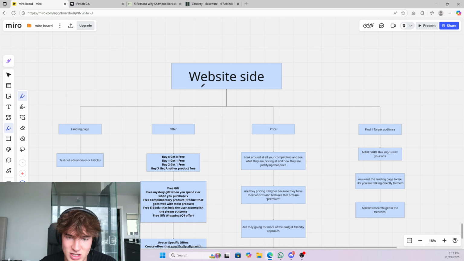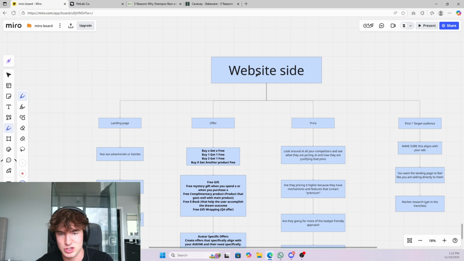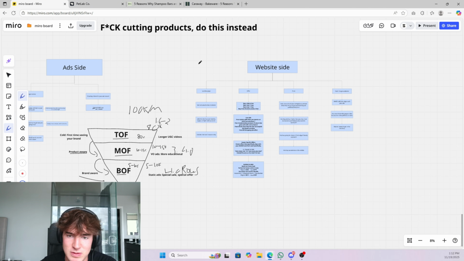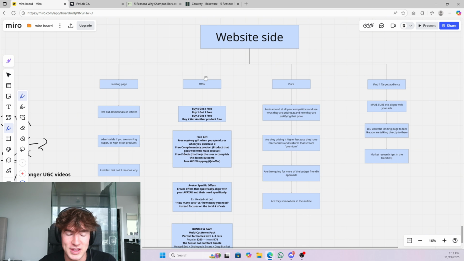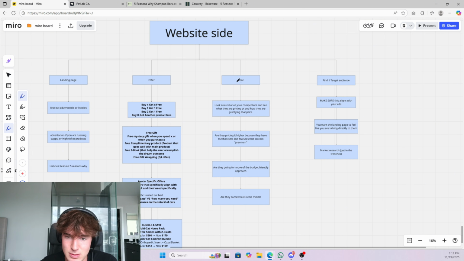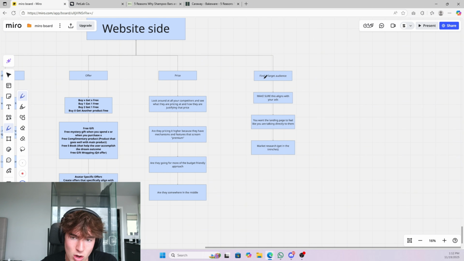Now we'll come over here to the website side. This is also super important. To be honest, most of the time where I'm seeing most people fail is on the website side versus on the ad side. So there's a couple things that we'll cover over on website: landing pages, offers, price, and then finding one target audience.